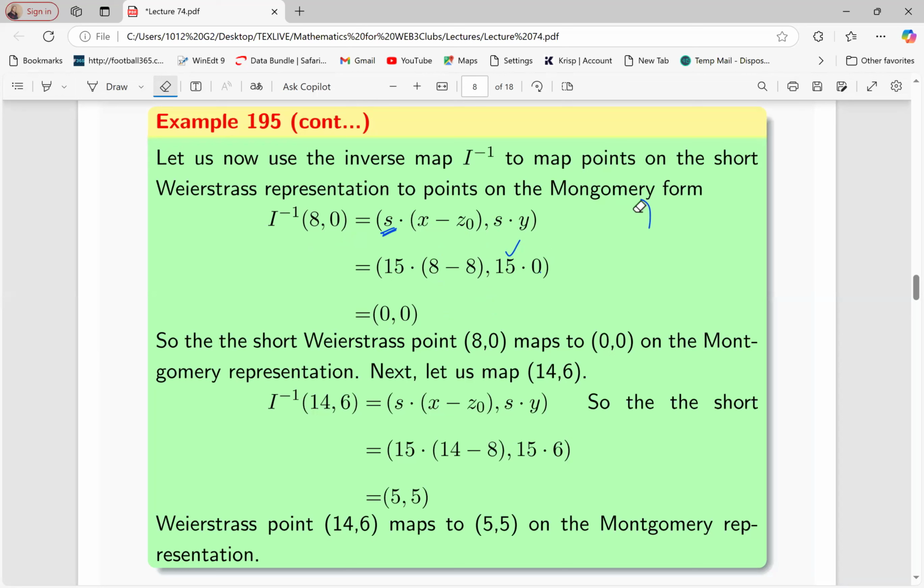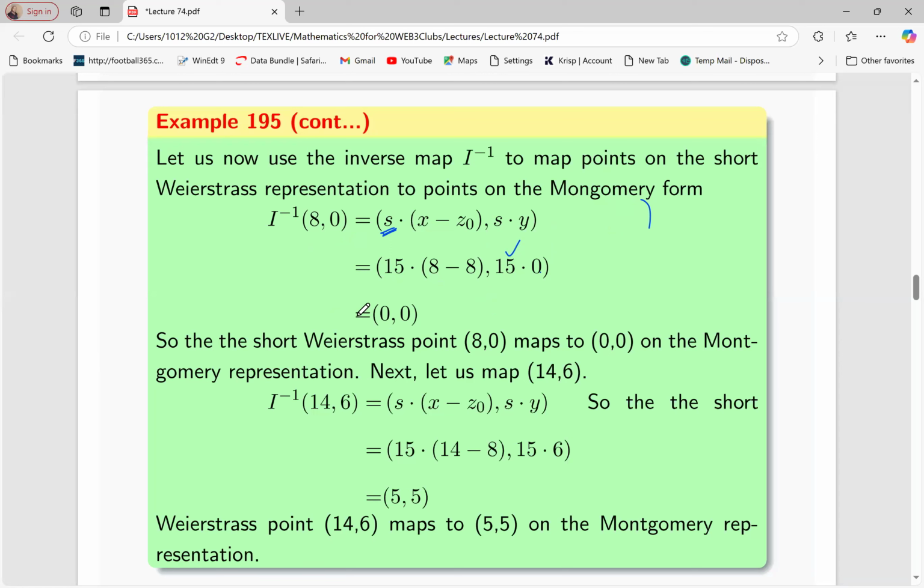Okay, well, the other point we had was (16, 4). Let's see whether it goes back to (5, 5). Our S is 15. Our X is 14. Our Z0 is 8. Our S is 15. And our Y is 6. And we are doing this mod 17.